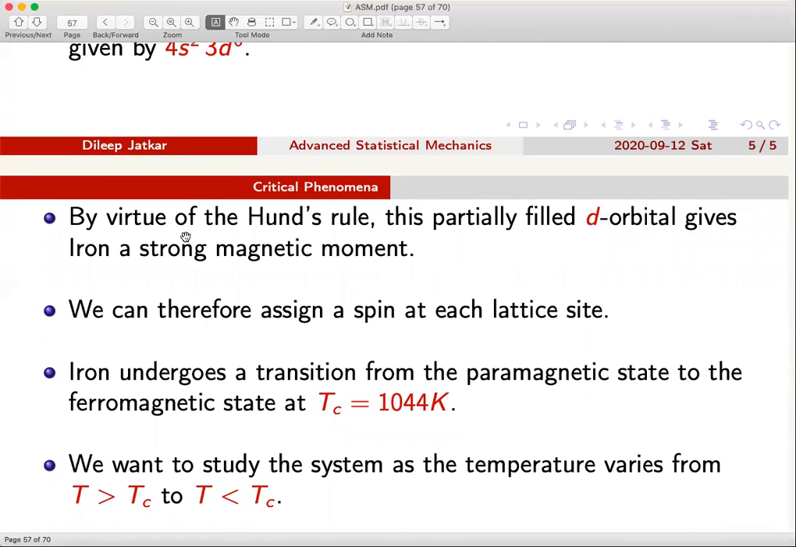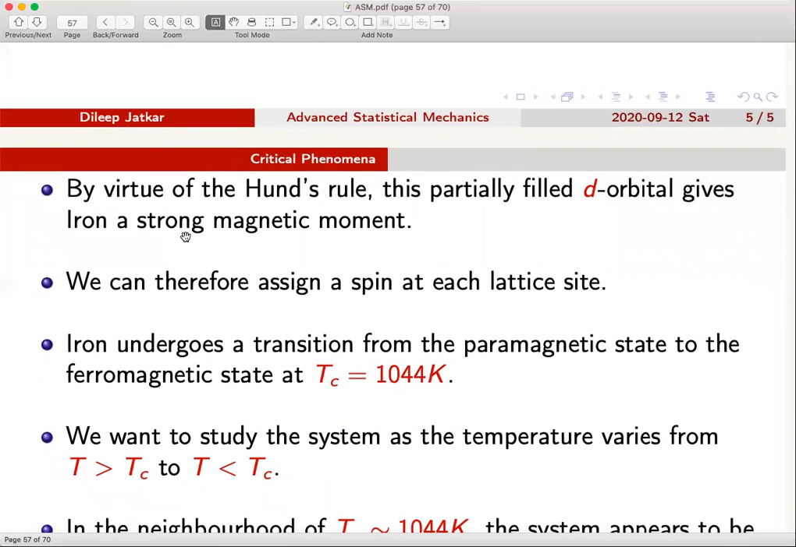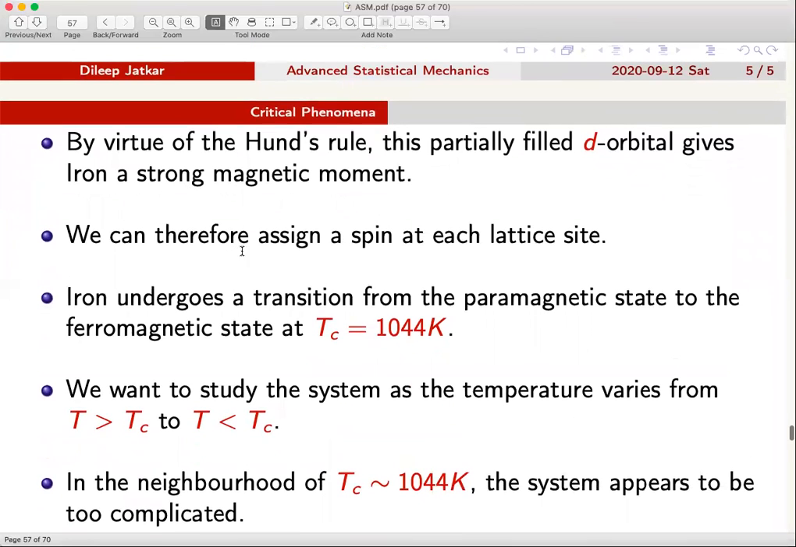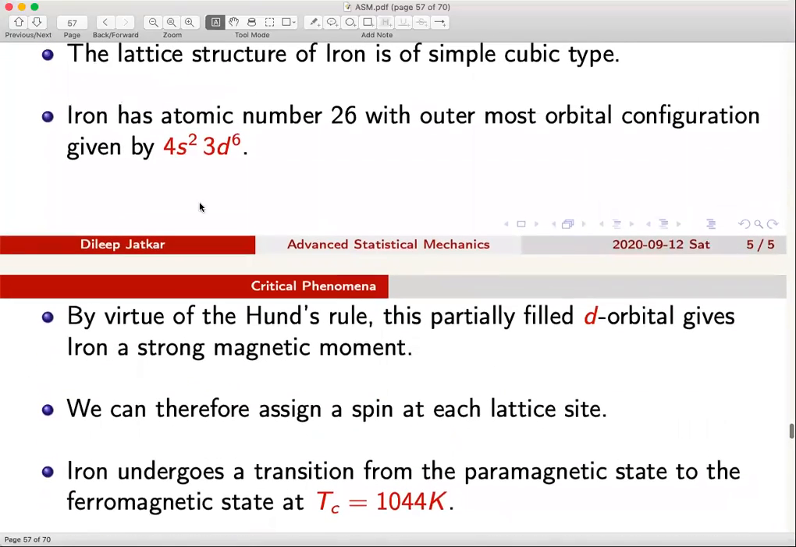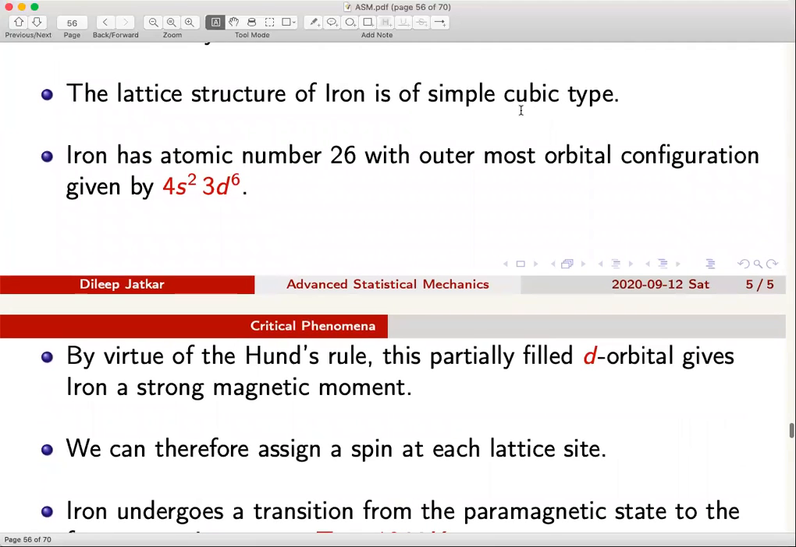Okay, so therefore what we could do is say that this strong magnetic moment that the iron atom has can be mimicked by assigning a spin degree of freedom at every lattice site in a cubic lattice. Okay, so that is the way we would try to represent the iron atom sitting at every vertex of the cubic lattice.